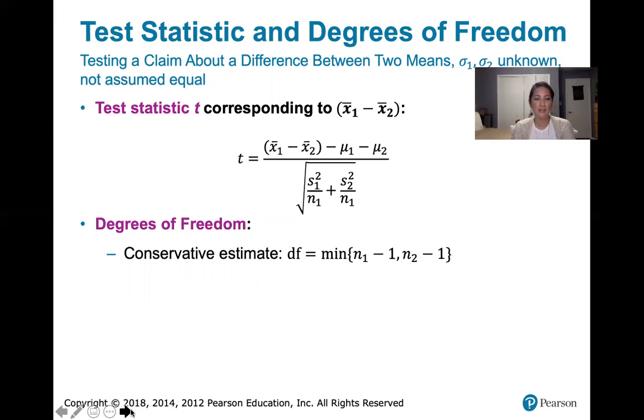Now, we can use a conservative estimate of the number of degrees of freedom, which is the minimum of one less than the sample size for each of those 2 samples. So you take each sample size, you subtract 1, you look at the 2 numbers, and you say which one's smaller. That's the number of degrees of freedom.